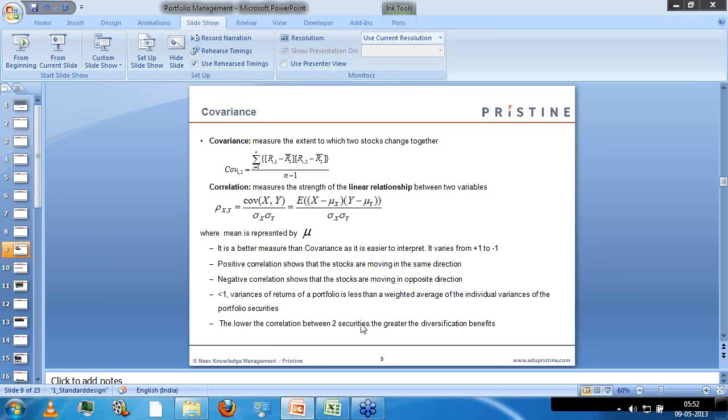So for a better portfolio, you should go for lower correlation between two securities or stocks. It will give you diversification benefit. It is not a very complex thing to understand that if you go for a lower correlation, then you are basically diversifying your investment. Let me tell you how.